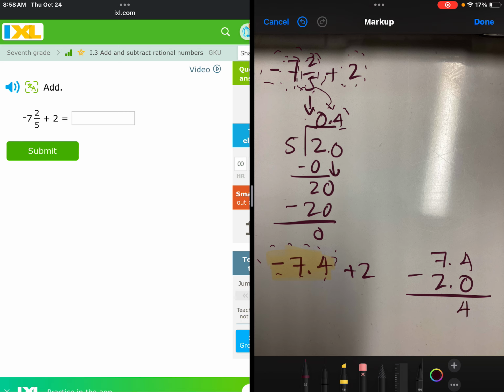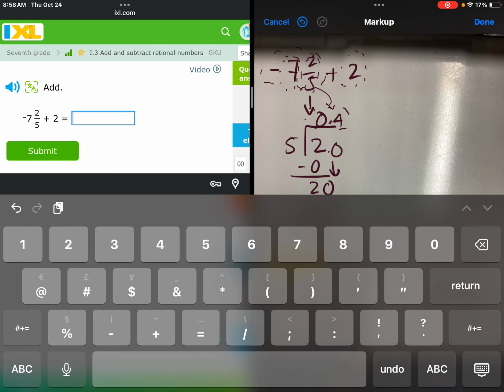It is just 4. 7 minus 2 is 5. Okay, that's the answer. But since we have a negative that is bigger in absolute value, the answer will be negative 5.4. Okay, that's the answer. Let's put it in the box. Okay, so I'm gonna go ahead and enter negative 5.4. Okay, good job.